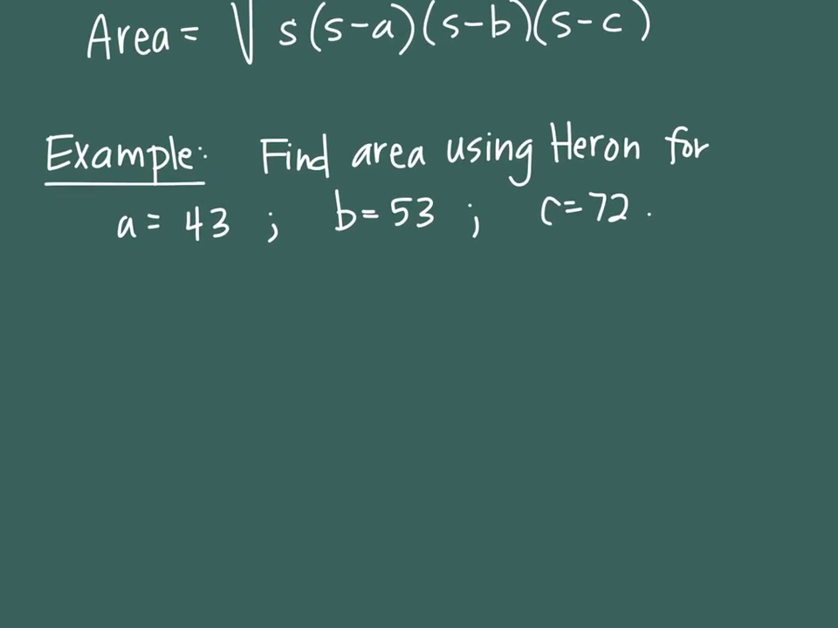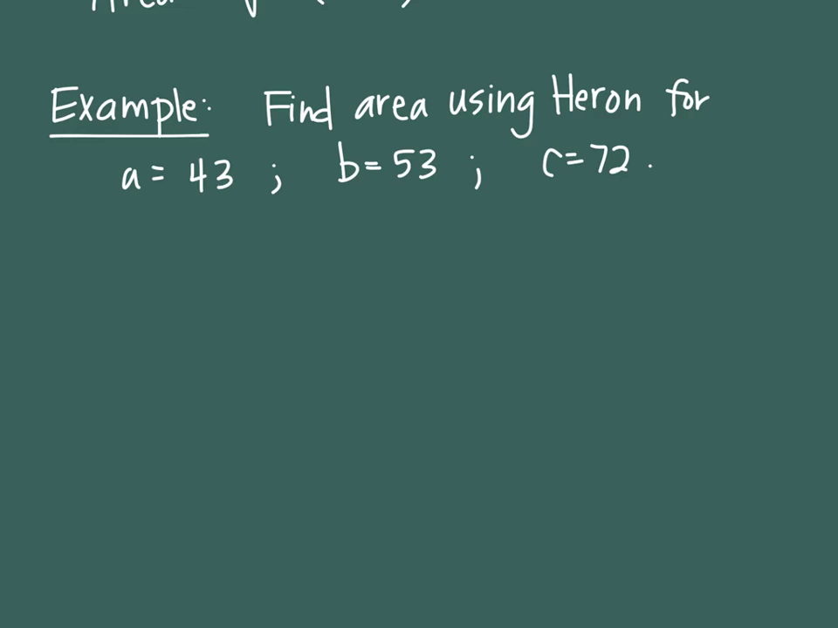So we do not have an angle, and we can't use the law of sines or the law of cosines to help us figure out an angle. Well, we could, but that would be way more work. We don't need to. We can use Hieron, which is a lot easier. First you want to find the perimeter. The perimeter will just be 43 plus 53 plus 72. You just add up those three things, and that gives you 168. Then you find the semi-perimeter, which is half of that. So 168 divided by 2 is 84.